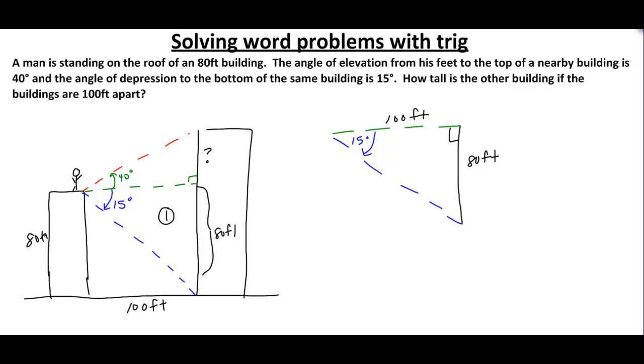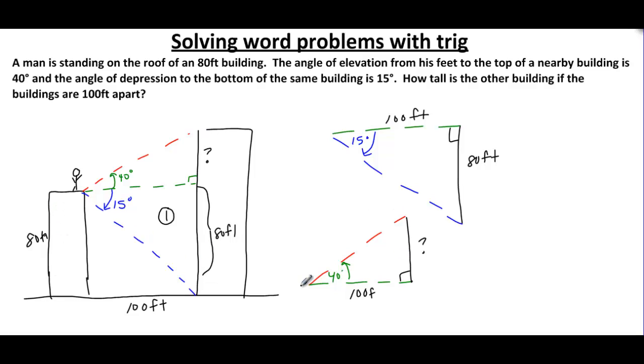So let me draw that one out. I know that I have this red line, I have this green line, and I know that this is a right angle, and I know I have an angle of 40 degrees. Okay, but I only actually know one piece of information in this triangle, that this is 100 feet. But I'd really like to know how long this side is, because if I know how long this is, I can add it to 80 to figure out the height of this entire building, because I know this one's 80.